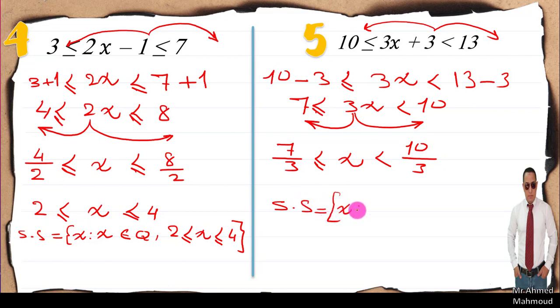x such that x belongs to Q and 7 over 3 less than or equal to x less than 10 over 3. Okay, the next one.